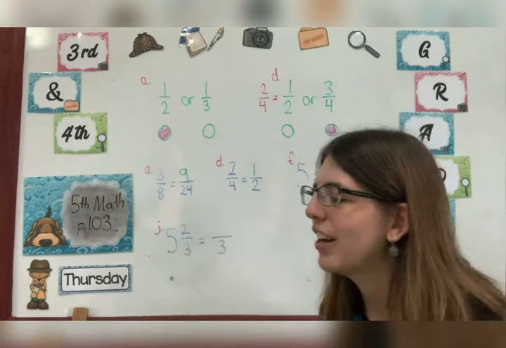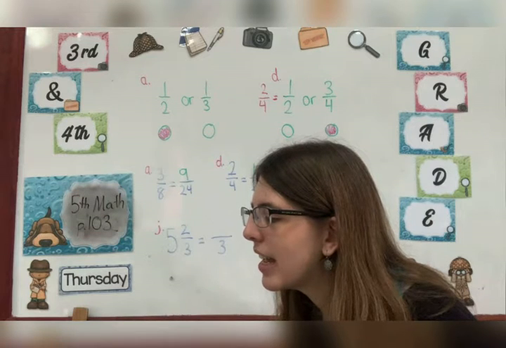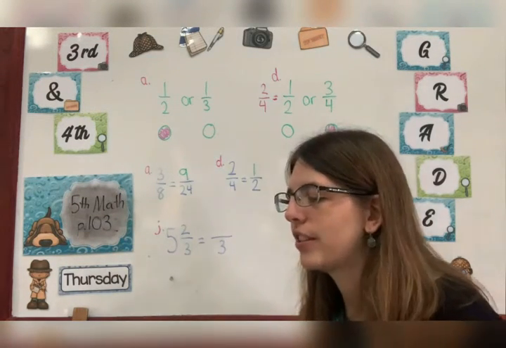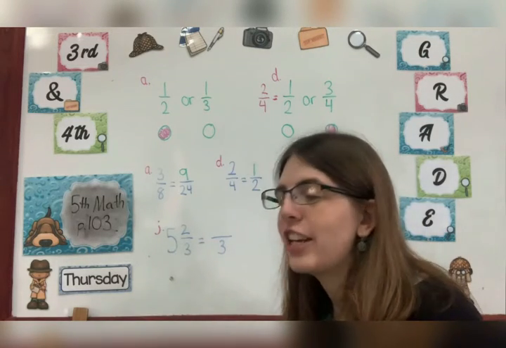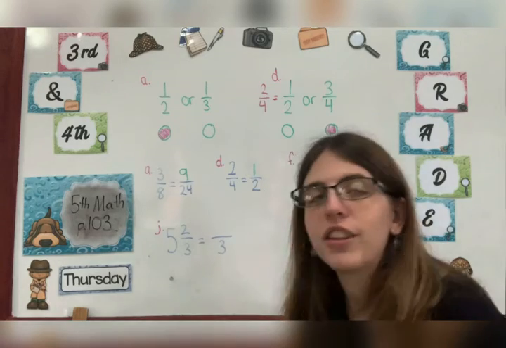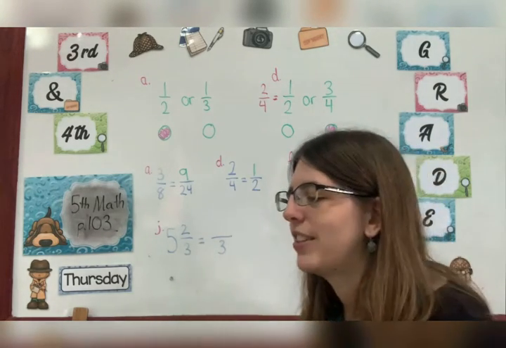Okay, letters E and H and I are the same way. So E, H, and I are done the same way, except for letter I, you're looking for the denominator instead of the numerator, but you're still reducing, so it's done the same way.